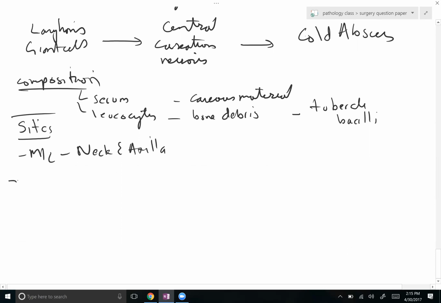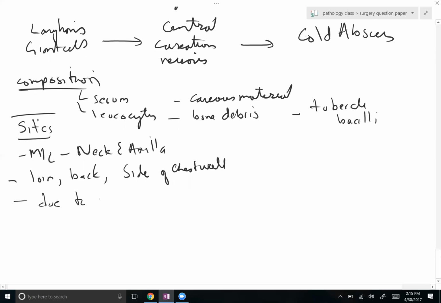Neck and axilla. The other site where it can be seen is the loin region, the back region, and the side of the chest wall. It can also be due to tubercular infection.